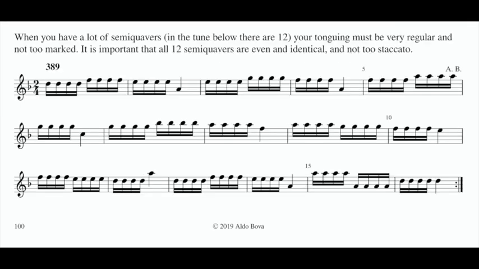When you have a lot of semiquavers in the tune below, there are 12, your tonguing must be very regular and not too marked. Tu. If it's marked, you cannot go fast. It is important that all 12 semiquavers are even and identical and not too staccato. So I'm not asking you to make these semiquavers a little too staccato.